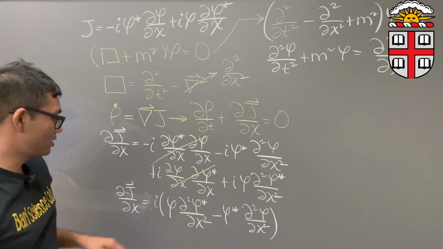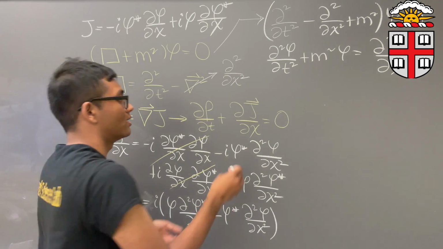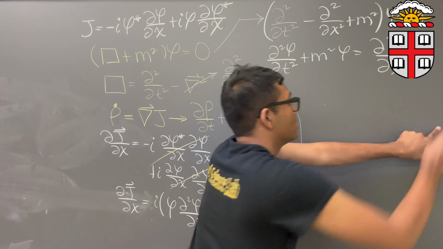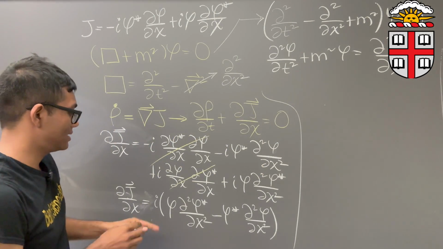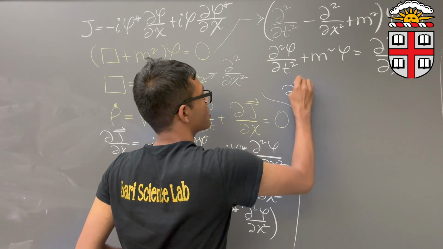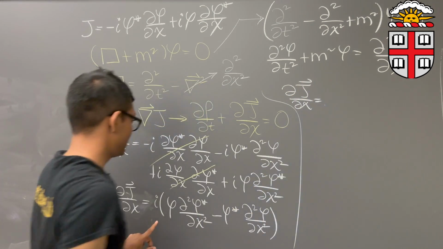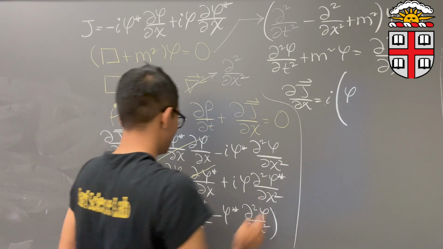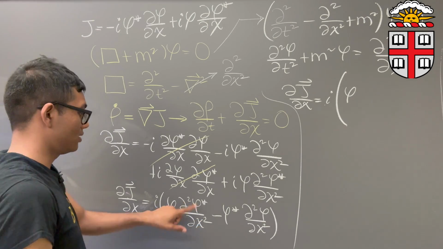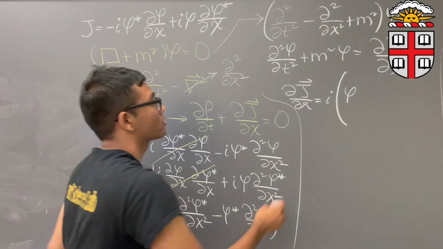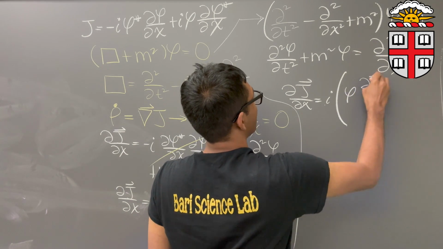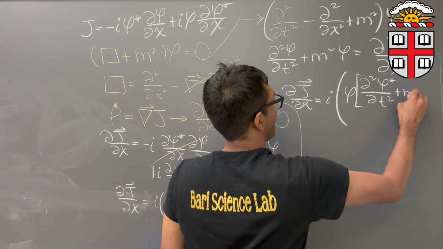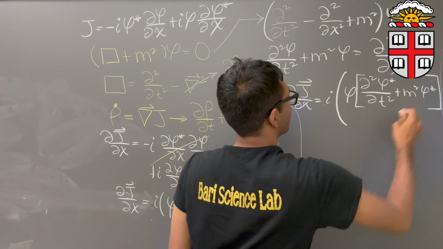So that's exactly what I'm going to do. Replace these spatial derivatives with their temporal forms. Hopefully you can see all the way up to here. Great. So that tells me that partial j partial x is equal to i times phi times the second derivative of phi star, so that's just going to be partial squared phi conjugate partial t squared plus m squared psi conjugate.